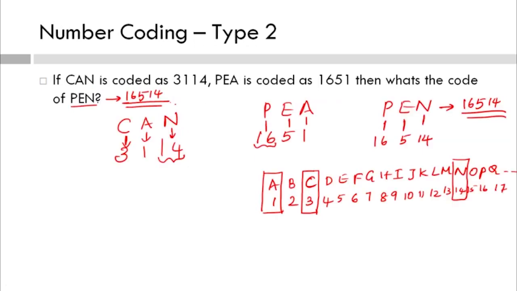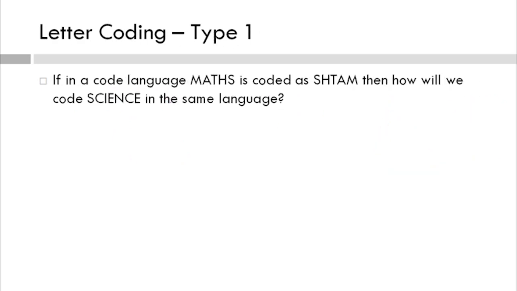Let's move on to the next type of coding, that is letter coding. If in a code language, MAX is coded as SHTAM, then how will we code SCIENCE in the same language? How has the code been formed? You are just reversing the letters. You are just writing the letters in reverse. So you will have SHTAM. That's how your code appears. So the letters are written in reverse.